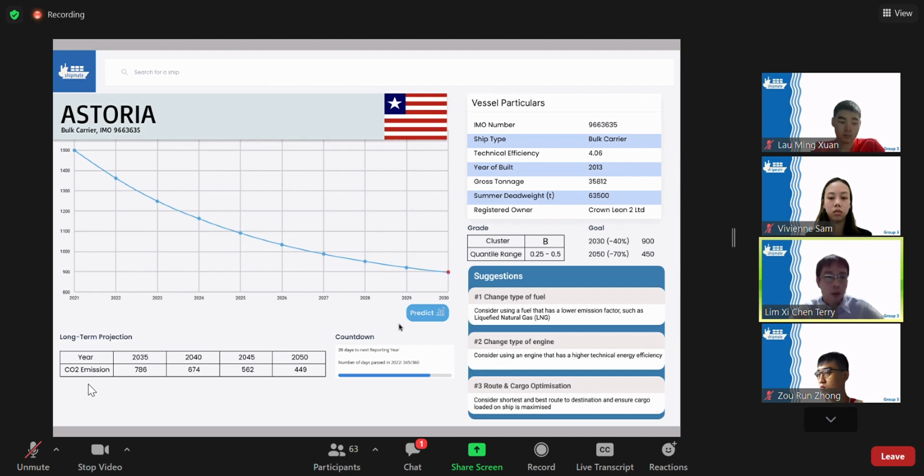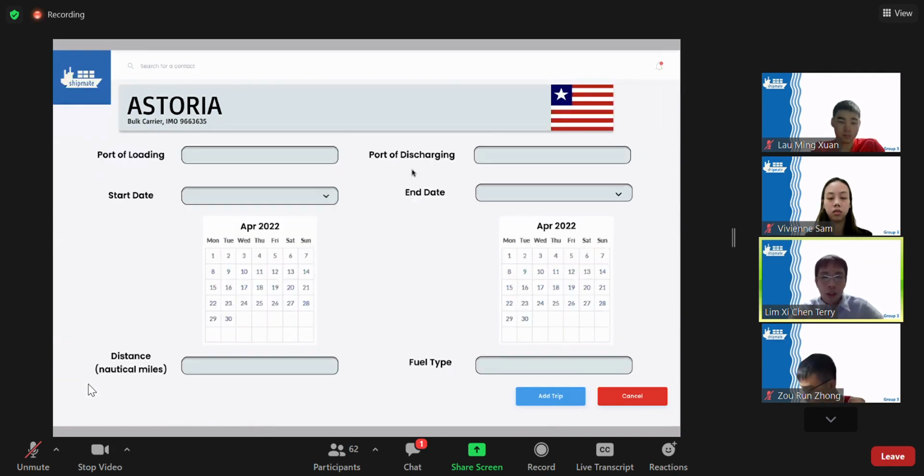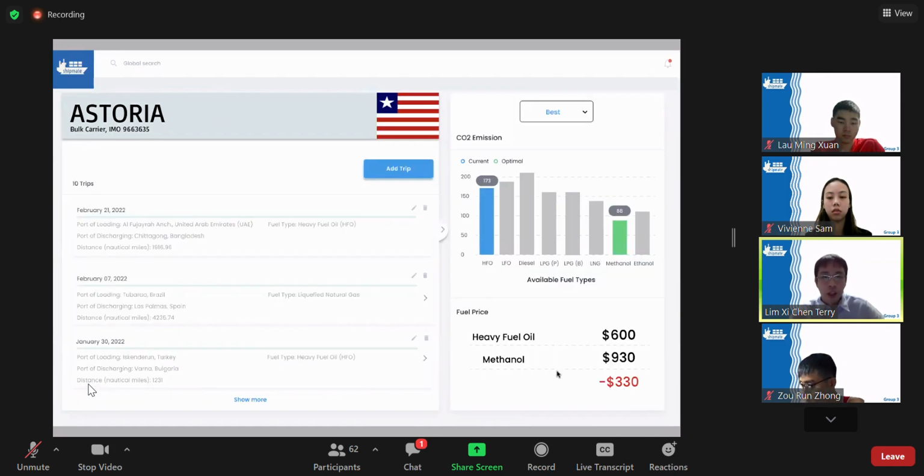We will now move on to our prediction feature. Here, ship owners can make use of this feature to add a ship's journey to predict the amount of CO2 it will roughly produce. This is where ship owners can add a trip by filling out the various info. After adding a journey, here you can see on the right the estimated CO2 emission. Through our research, we believe that fuel type can make a difference to the CO2 emission in the short term. Thus, comparing the 8 different types of fuel, we will recommend the best fuel type for them to consider switching to in terms of both cost and emission factor.